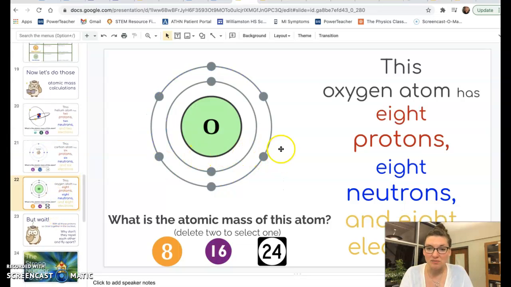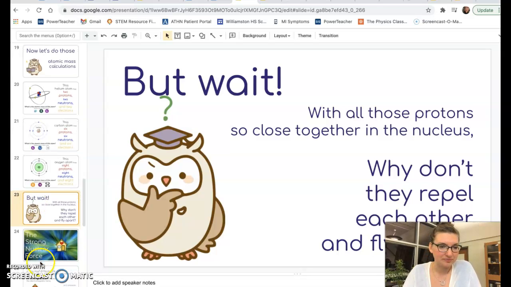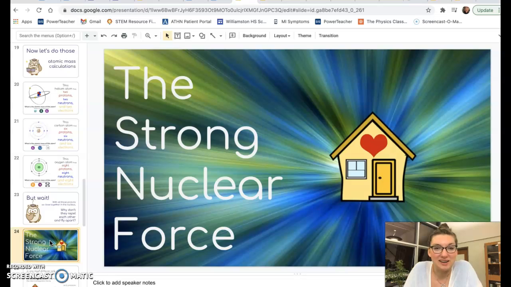This oxygen atom has 8 protons, 8 neutrons, and 8 electrons, because it has a balanced charge. 8 protons plus 8 neutrons is going to be 16. But wait, here's a question. With all those protons so close together in the nucleus, why don't they repel each other and fly apart? That's because of the strong nuclear force, okay?